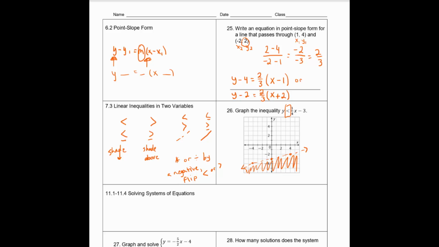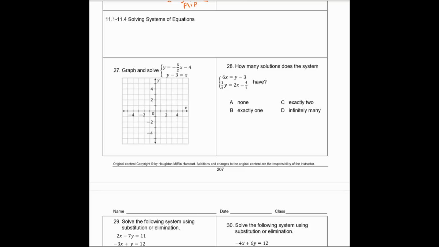Now, moving on to systems of equations, which is the thing that we've done most recently, which is why it's at the end here. This is graph and solve. So the first one's in slope-intercept form. So we'd start at -4. I'd try to go down 5 and right 2, but not be able to. So I'm going to go up 5 and left 2.